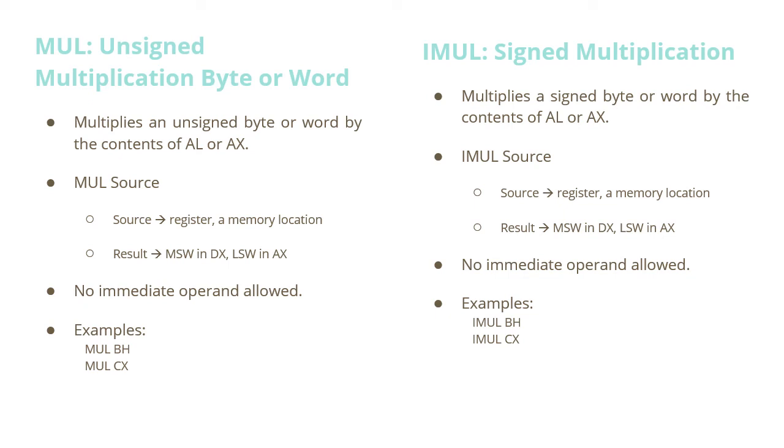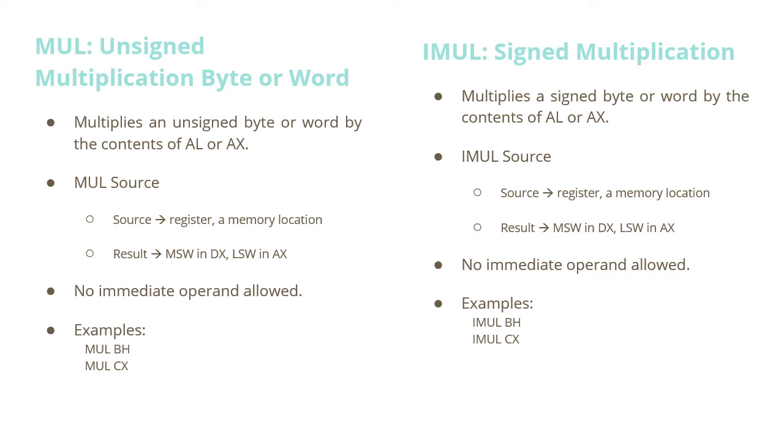Next is the IMUL instruction, where what happens is that it multiplies a signed byte or a word by the contents of AL or AX. The signed byte or word will be present in the operand that is given in the instruction. The format of this instruction is IMUL source, where the source can be a register or a memory location, and the result will be stored in the same way as that of the MUL instruction, where the most significant word is in DX and the least significant word is in AX. Here also no immediate operands are allowed.